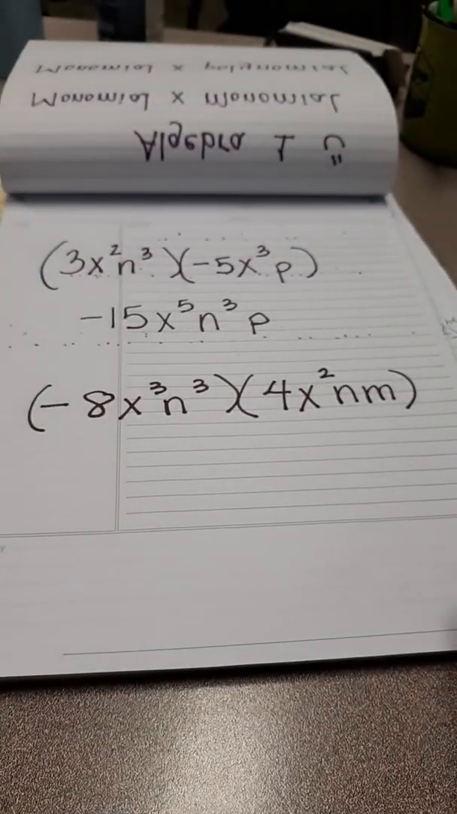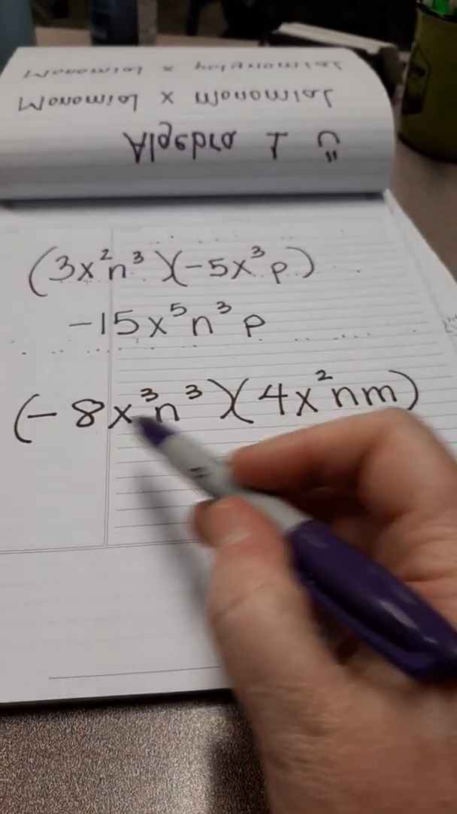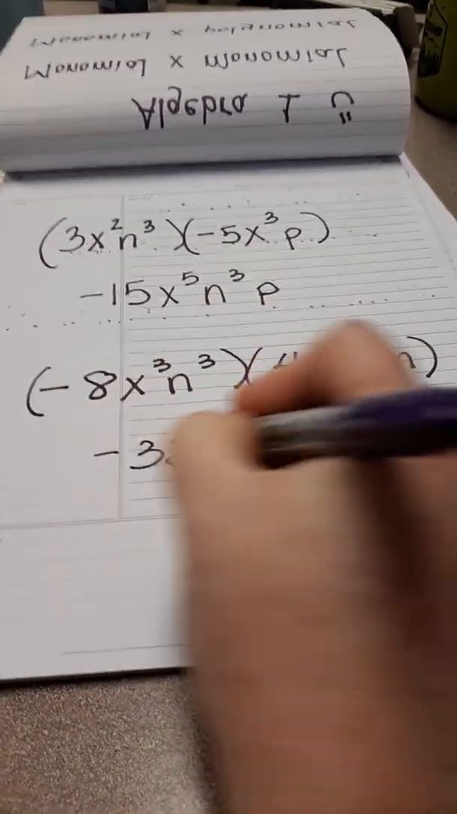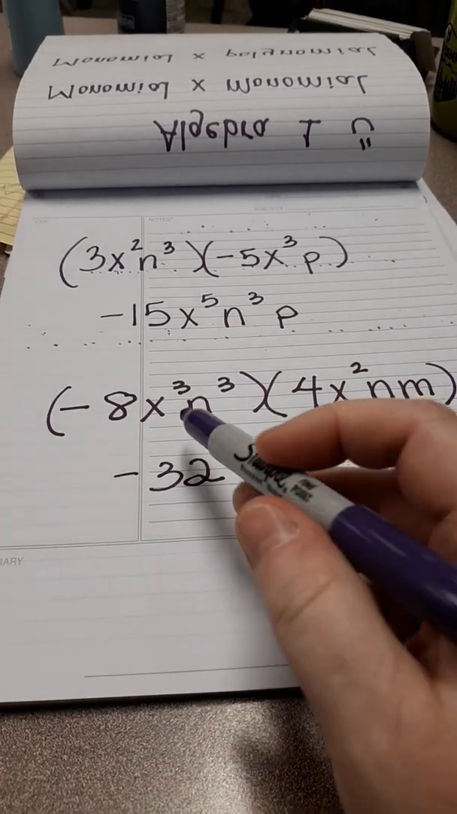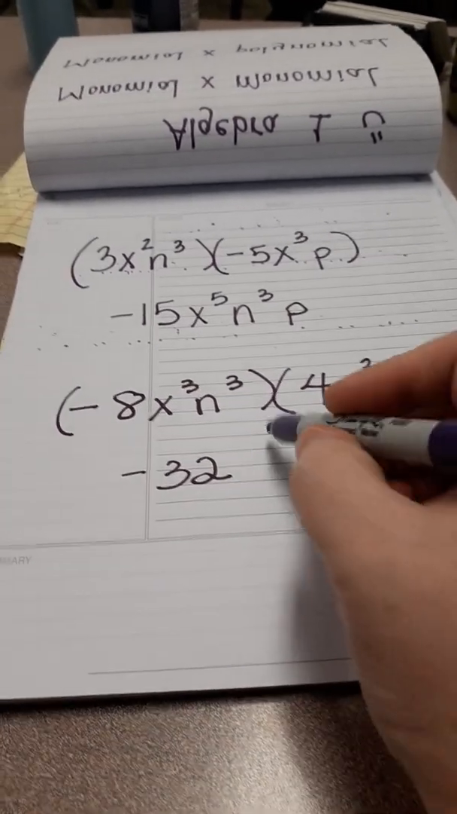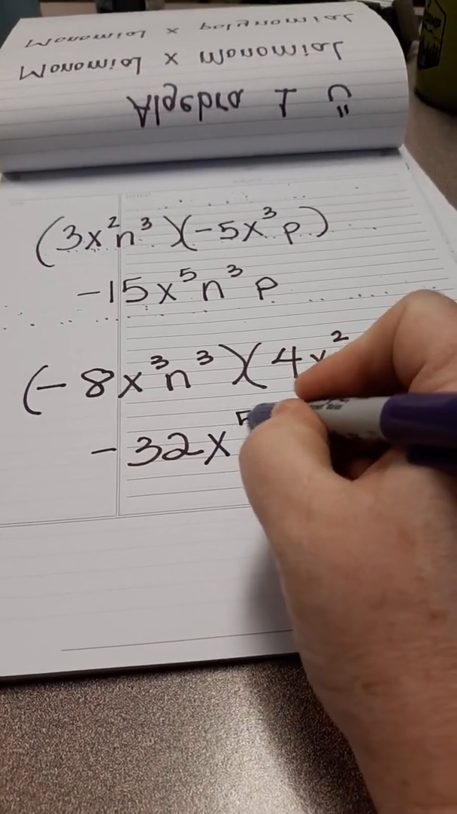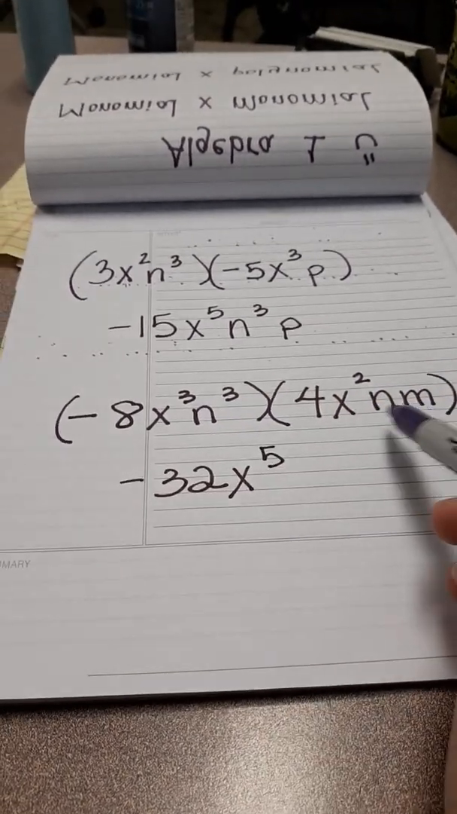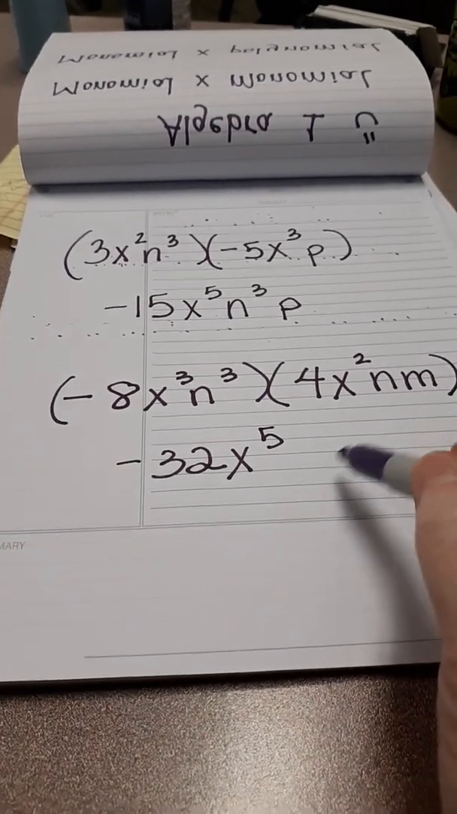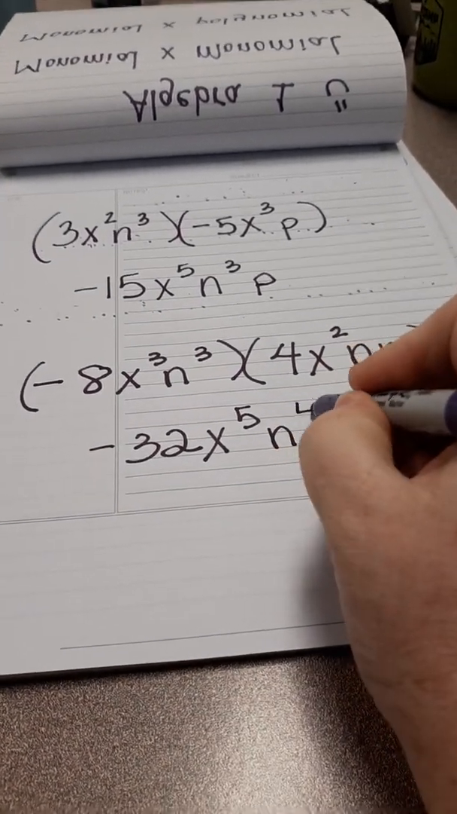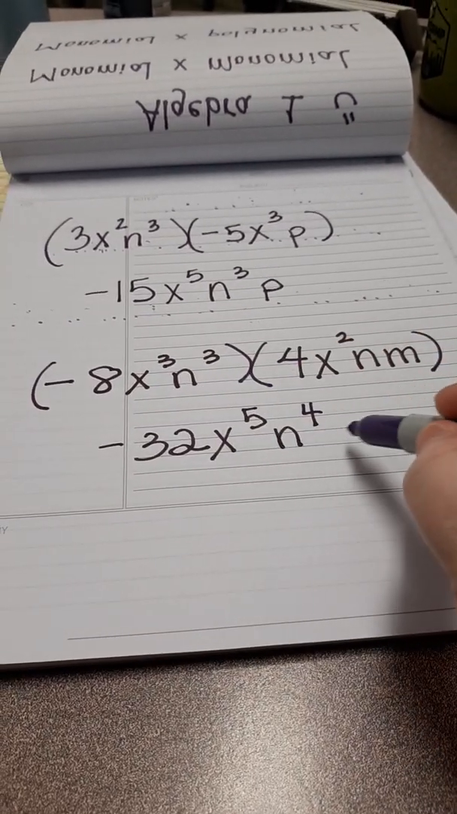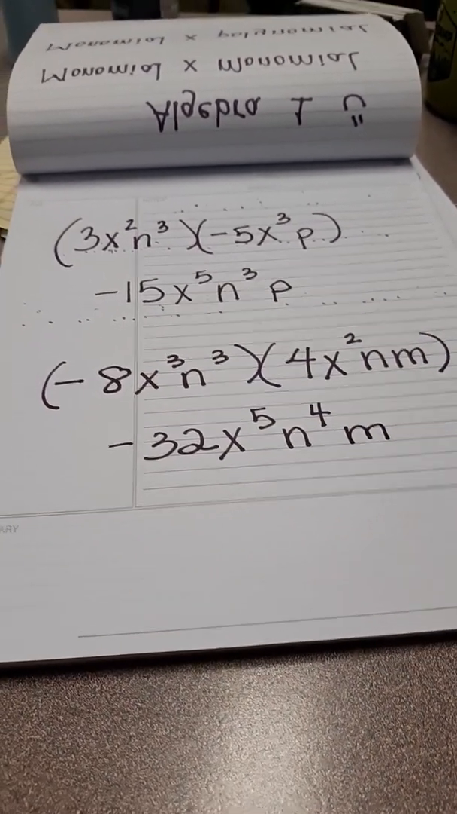Okay, so let's do the numbers first. Negative 8 times 4 is negative 32. Okay, then I see x's here and x's here. So 2 and 3 makes 5. I also have n's matching. So n to the 3rd, so I got 3 n's here, 1 more n here, so I have 4. And then 1 m with no m's here to match, so he just kind of hangs on for the ride here. So that's your answer.